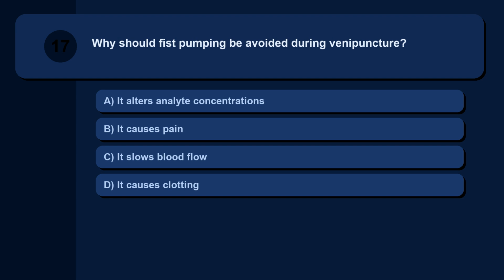Question 17. Why should fist pumping be avoided during venipuncture? It alters analyte concentrations. It causes pain. It slows blood flow. It causes clotting.